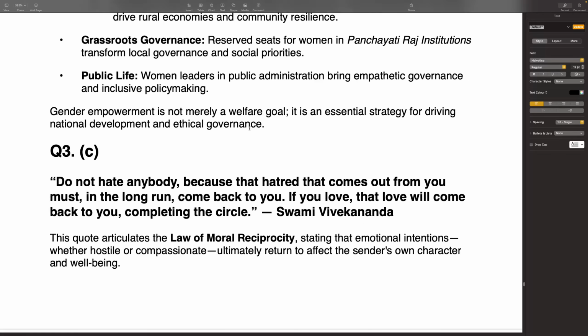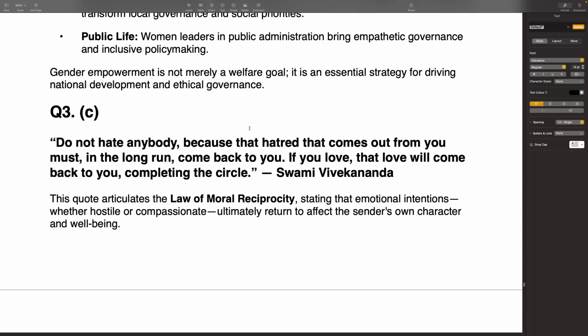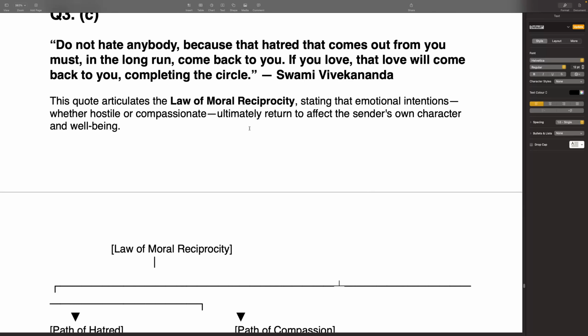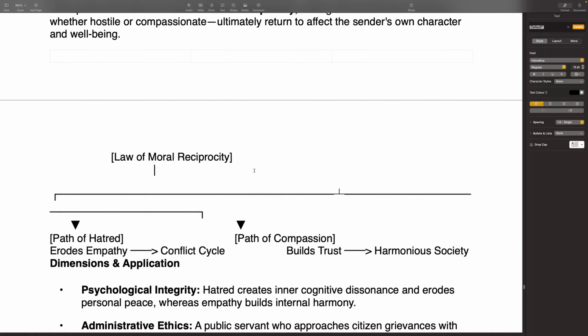Do not hate anybody, because that hatred that comes out from you must, in the long run, come back to you. If you love, that love will come back to you, completing the circle. Vivekananda. This quote articulates the law of moral reciprocity, stating that emotional intentions, whether hostile or compassionate, ultimately return to affect the sender's own character and well-being.